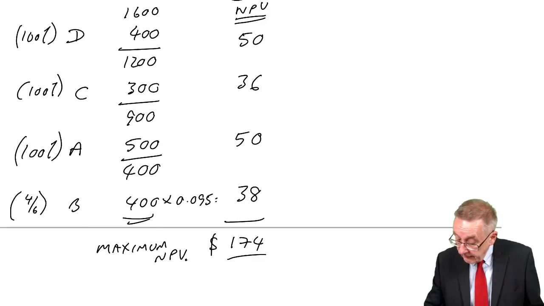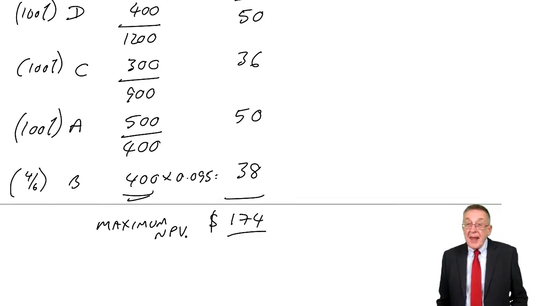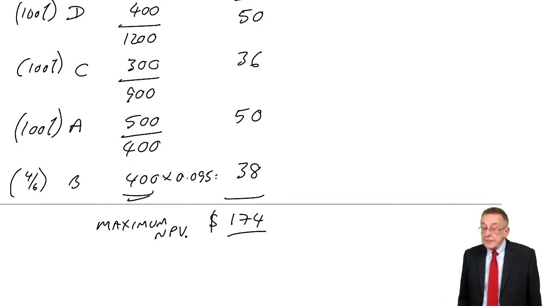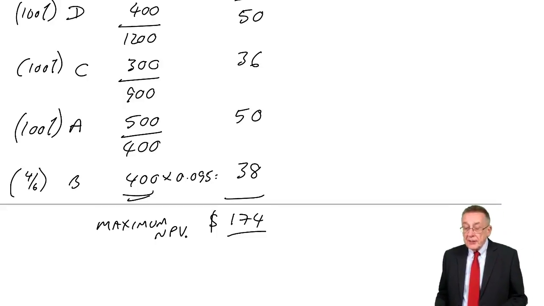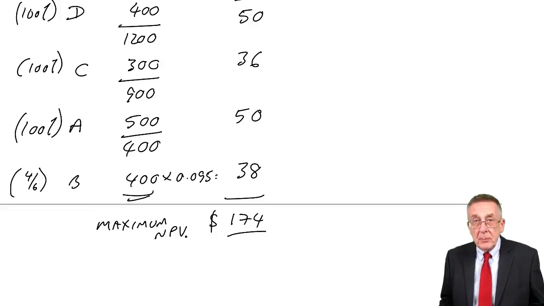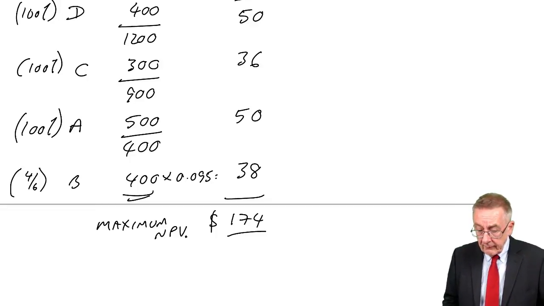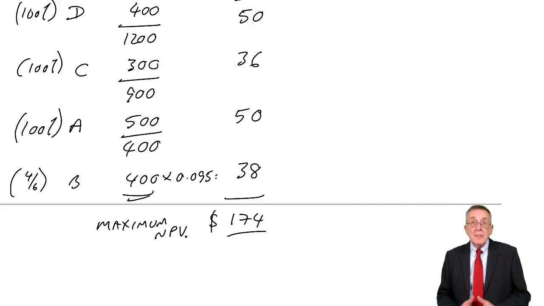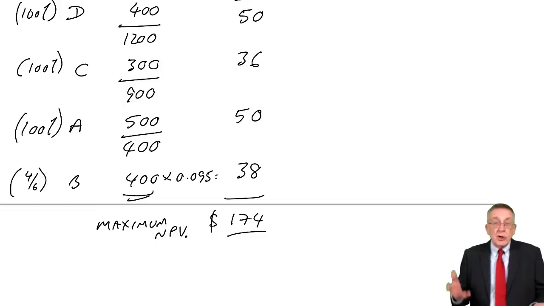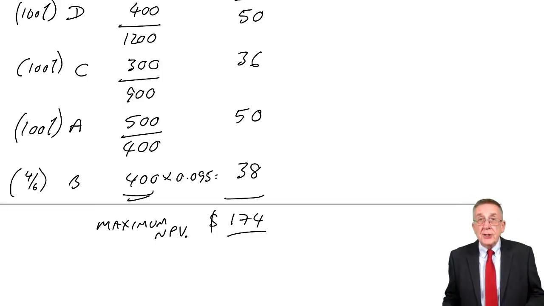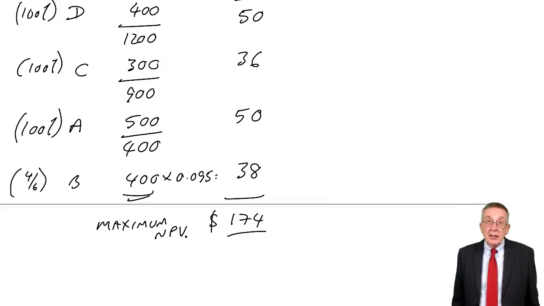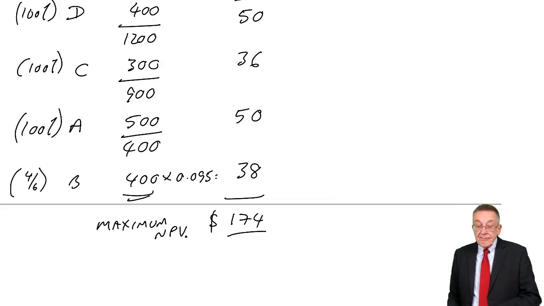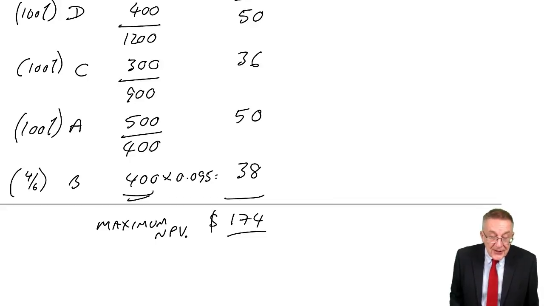Anyway, there we are, except, of course, that was where we had capital rationing, and the projects were infinitely divisible. And 174 is the maximum NPV we can achieve. I mean, try any other combination of investing 1600 and the NPV will be lower. However, look at C.